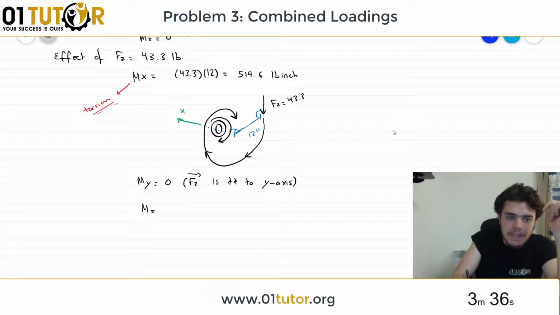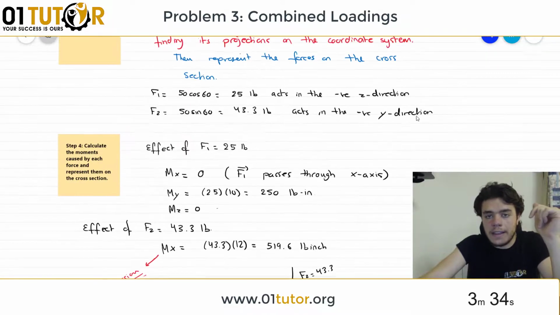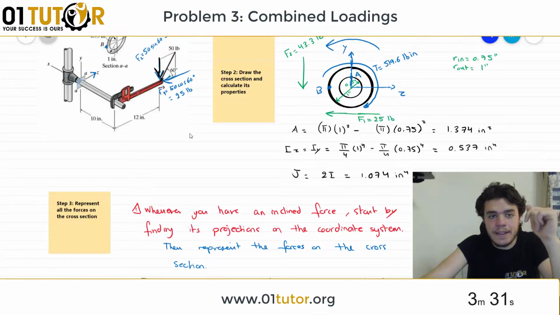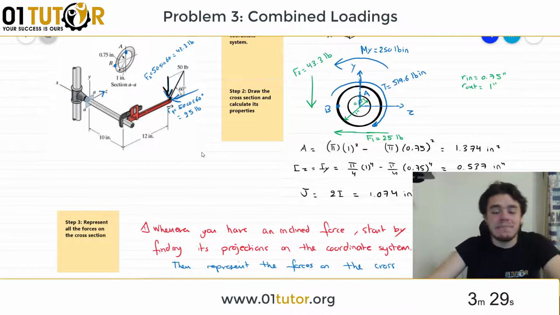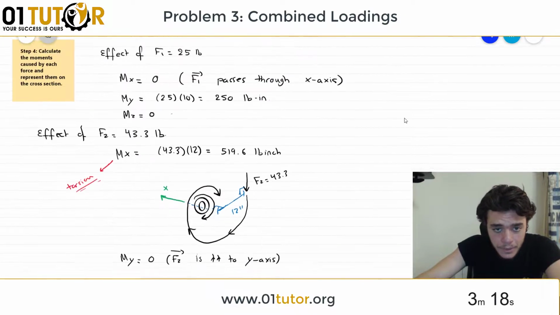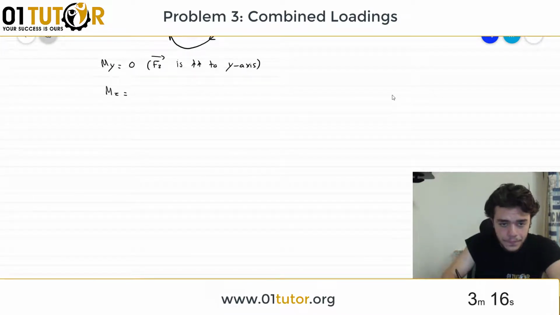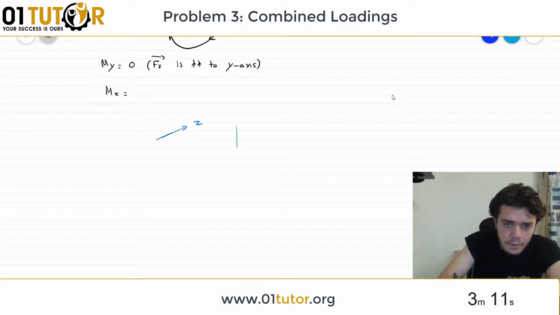What about Mz? Does F2 create any Mz? The force vector F2 is not parallel to the z-axis, nor does it pass through the z-axis. Therefore, yes, it creates a moment about the z-axis. Okay, so we go in here. The z-axis is going to be like this, and F2 is going to be like this. This is F2. It is 43.3.